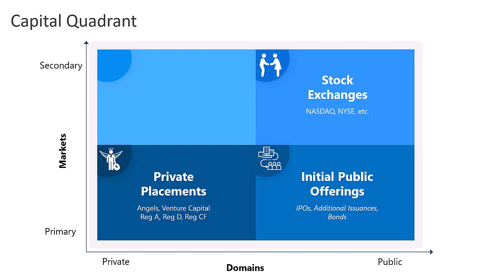But it is through these SEC exemptions that capital is raised by private companies. The term exemption is used because the SEC says that under certain conditions and following SEC rules, these companies raising capital this way are exempt from the requirements of going public. So this is where angel capital raises occur, and venture capital occurs in this particular quadrant.